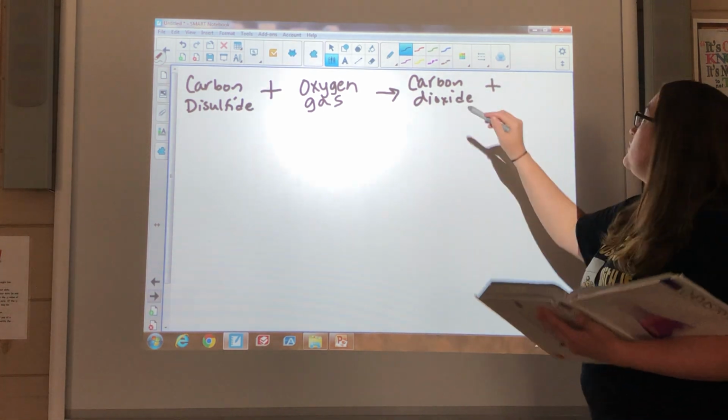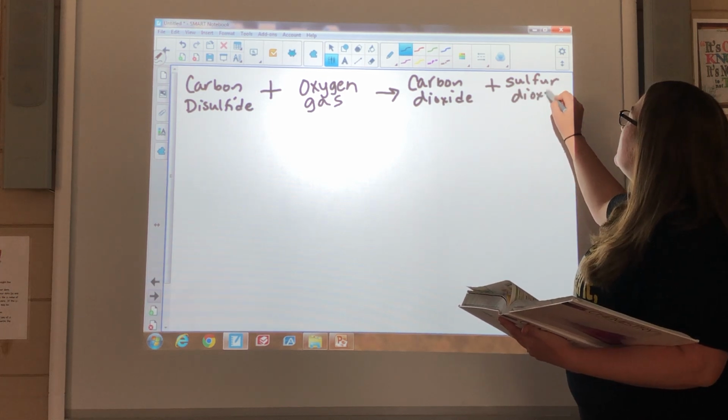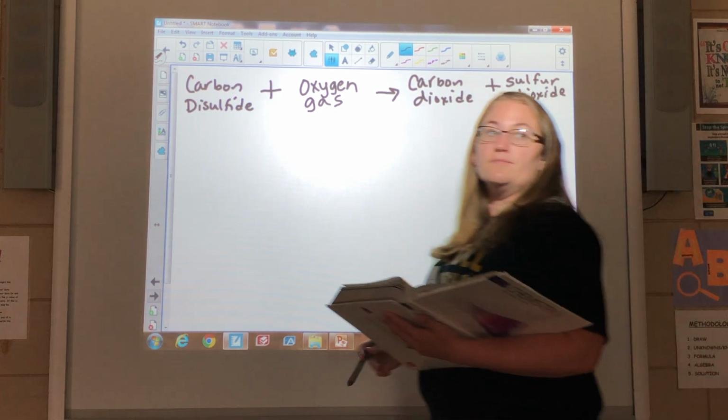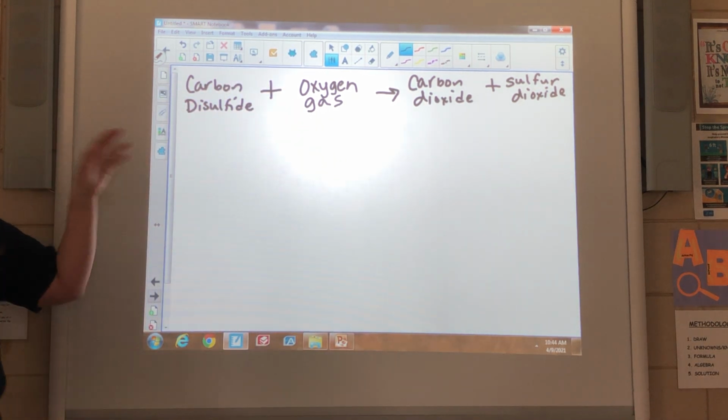So carbon disulfide plus oxygen gas produces carbon dioxide plus sulfur dioxide. All right, so now I've got my word equation.